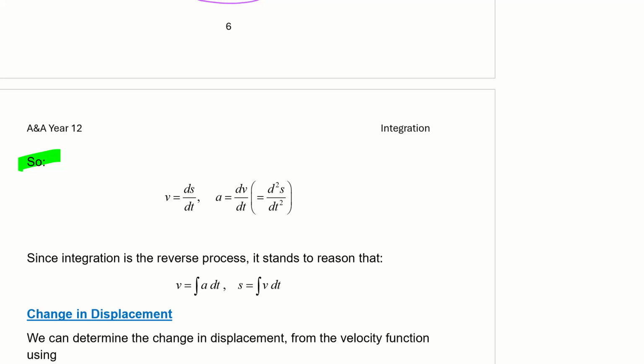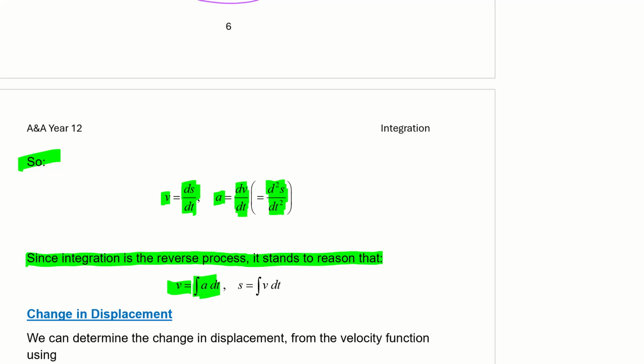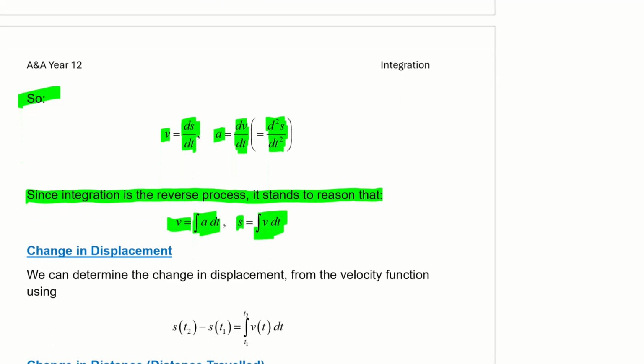So, velocity is the rate of change of displacement. Acceleration is the rate of change of velocity, which is the second differential of the displacement. Since integration is the reverse process, it stands to reason that velocity can be obtained by integrating acceleration. Displacement can be obtained by integrating velocity.